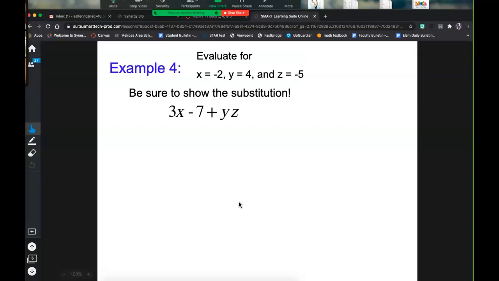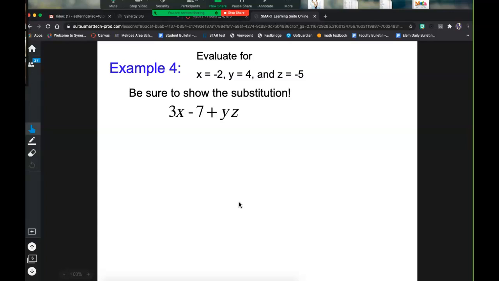Now this looks a little bit different because it asks you to substitute first. It says evaluate for x equals -2, y equals 4, and z equals -5. Make sure you show the substitution. So we're going to rewrite it first. What does it mean when the x and the 3 are right next to each other? When you have a letter and a number right next to each other, what are you doing? Add, subtract, multiply, or divide?